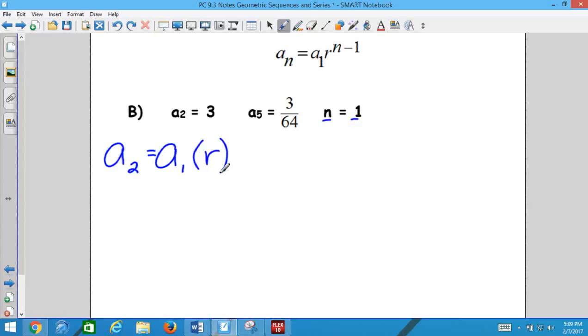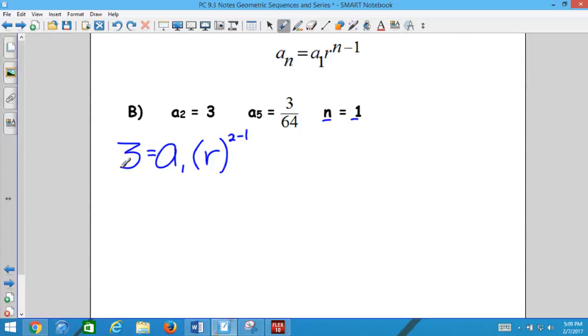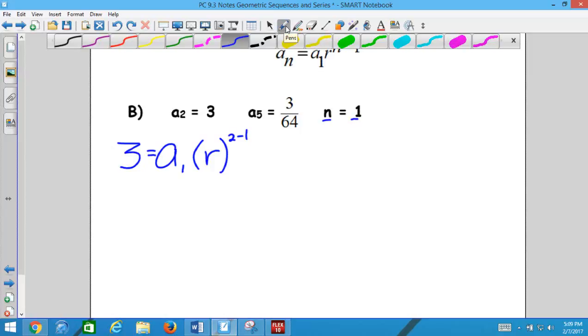And then that will be r to the 2 minus 1. I do, however, know that the answer for a sub 2 is 3. I'm going to put it right here. I'm going to do the same thing with a sub 5.